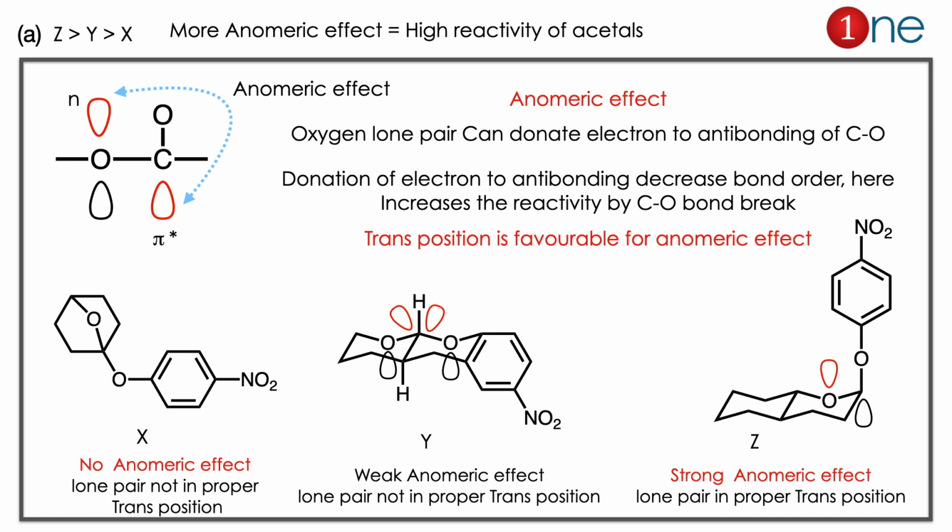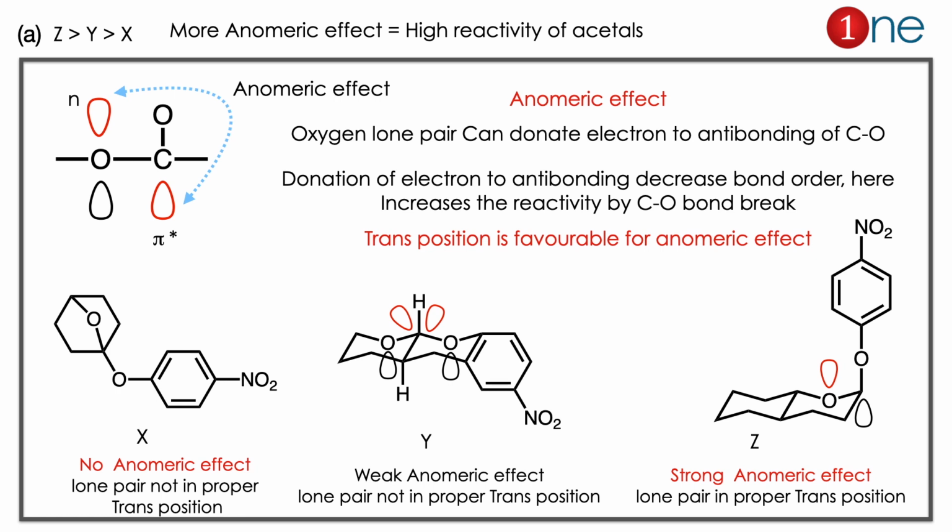You might know from molecular orbital theory that donation into the antibonding orbital leads to a decrease in the bond order. Hence the reactivity of acetals also increases because you are breaking the CO bond. So you are breaking the CO bond, which is better for hydrolysis. So the trans position is favorable for the anomeric effect. So you have to find the structure with the trans position which can help the hydrolysis of the acetal.